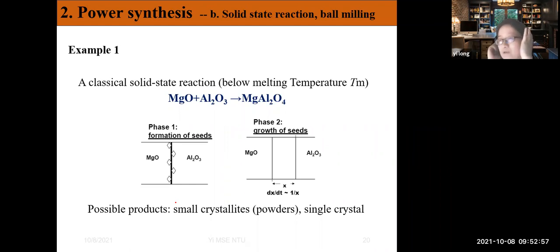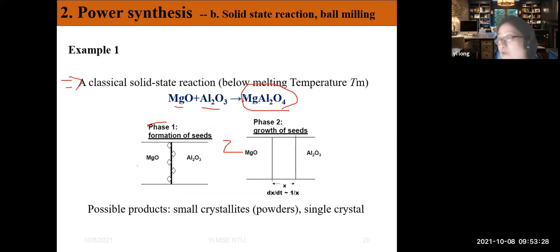For example, now we are talking about one classical solid state reaction. What they do is they need to produce magnesium aluminum oxide, MgAl2O4. It looks very complicated, but how you produce it is not that difficult. You simply use magnesium and aluminum, then ball mill them. So this is one of the very classical solid state reactions.